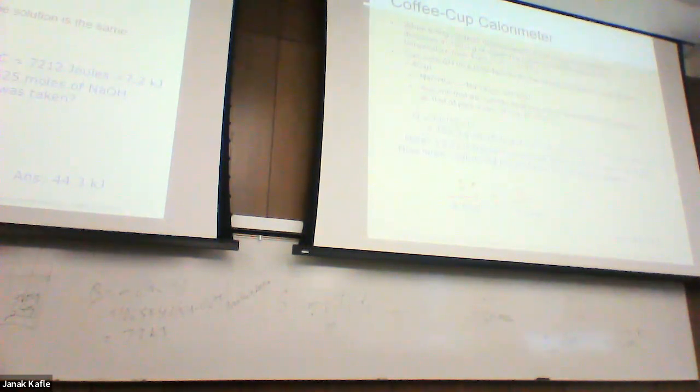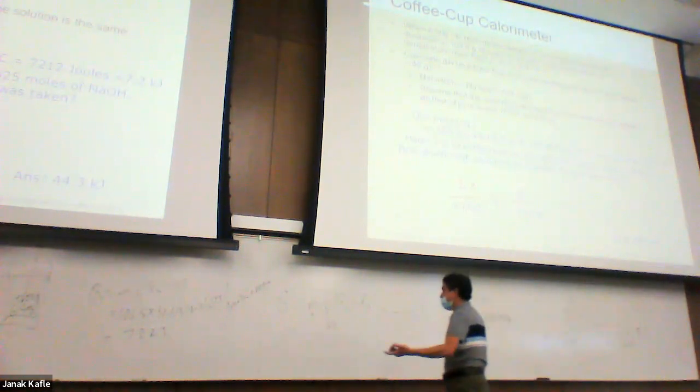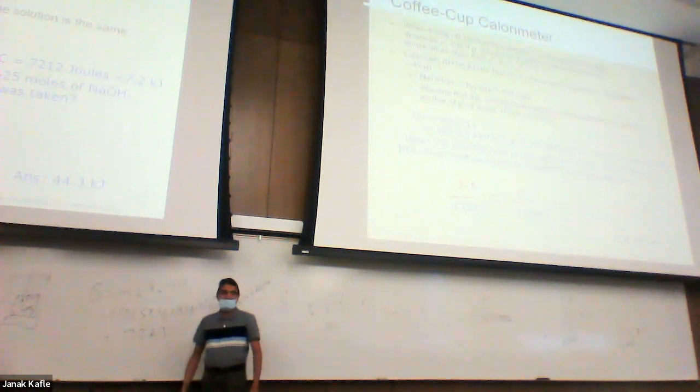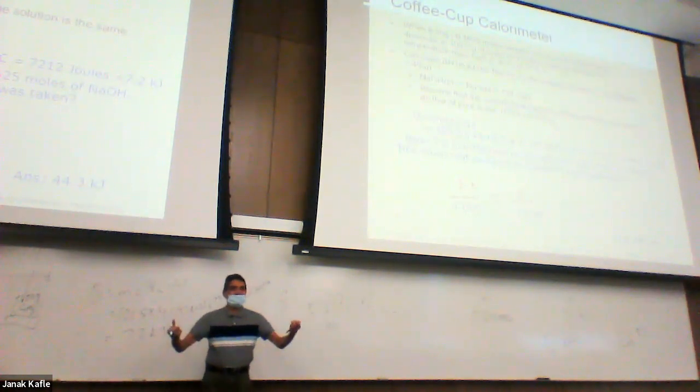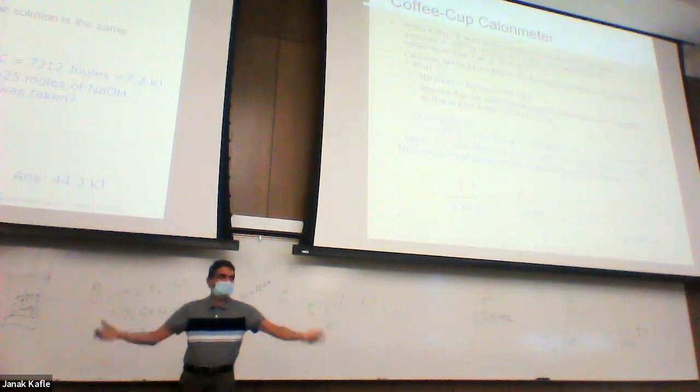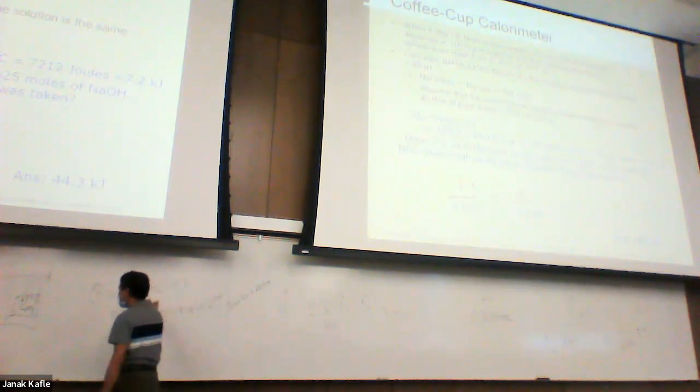So 7.2 goes here, and 7.2 divided by 1625. So like that, yeah. Good. So if I give a question, you may want to just stop here. I would not ask you how much heat per mole of NaOH it gives. I would just say, okay, calculate the amount of heat here.